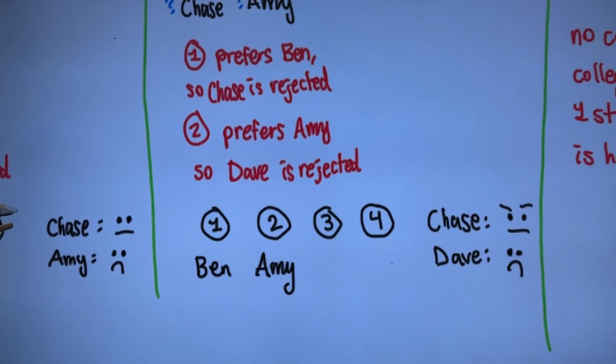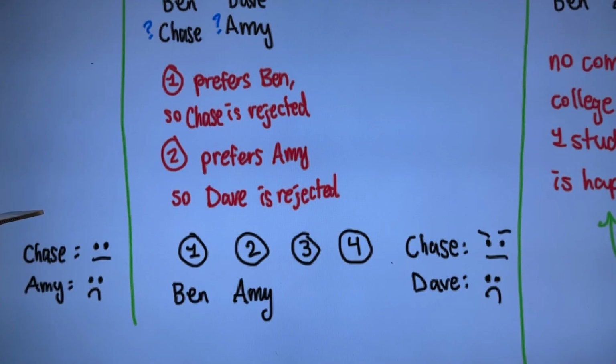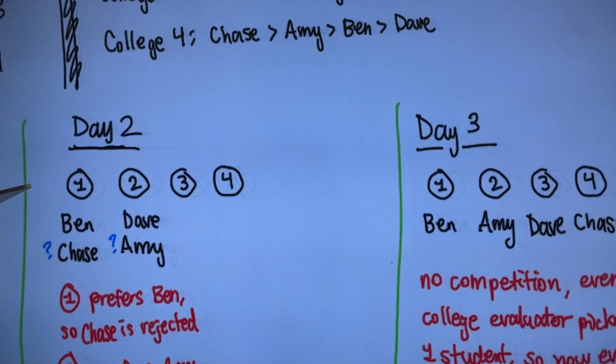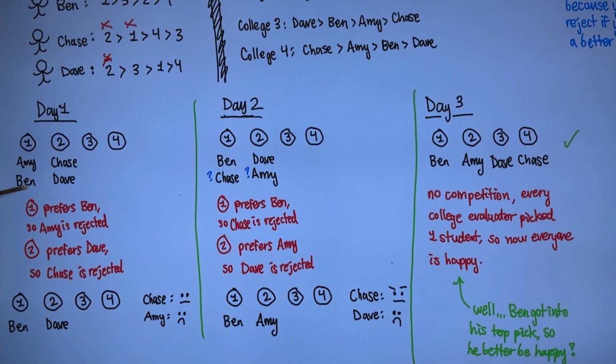Chase is getting angry because he's just been rejected for 2 days in a row. Well, I know. And then Dave is just sad because he thought he was going to be able to stick around in college too. Okay, but again, we move on to another day. Now, we have Chase and Dave to deal with.